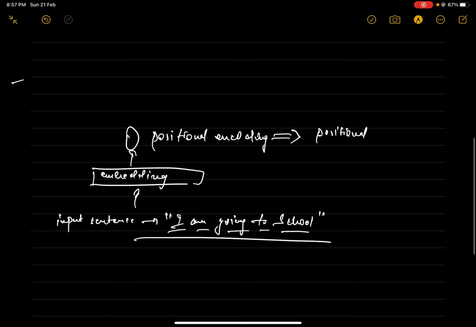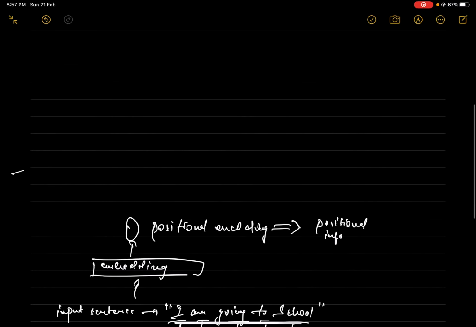To make things simpler over here, I'll just write it down. Let's say I is 0, am is 1, going is 2, to is 3, school is 4. This does not happen, to be honest. It is a little more complex mathematical operation, which I'll be explaining in the positional encoding video. This positional encoding output is split into three parts, that is the Q, K, and V.